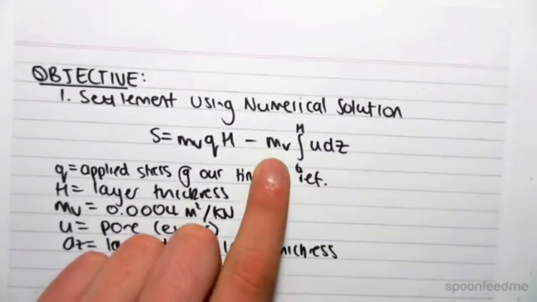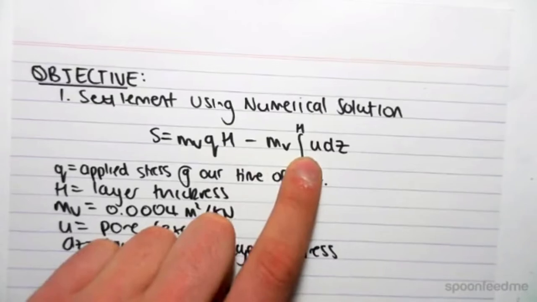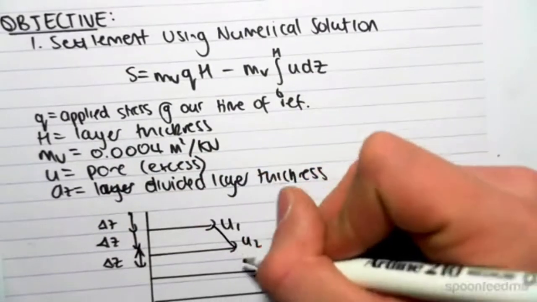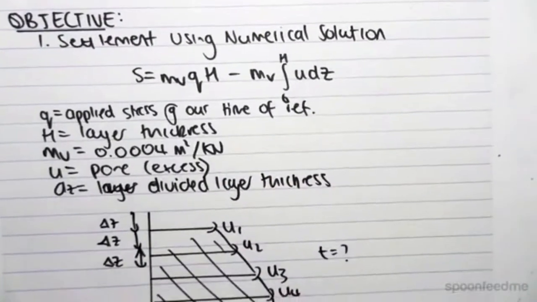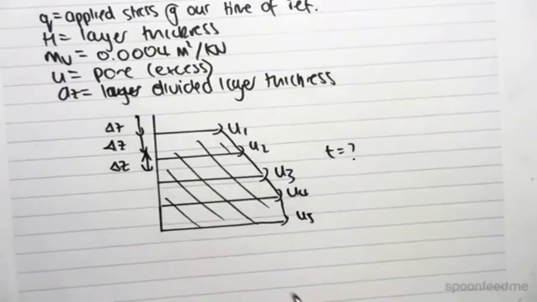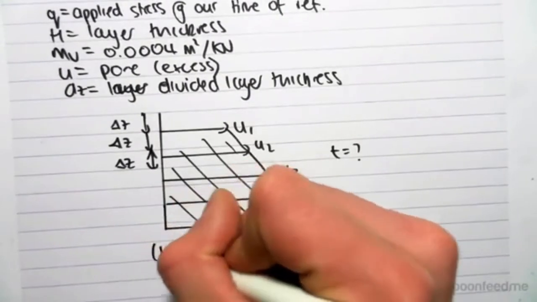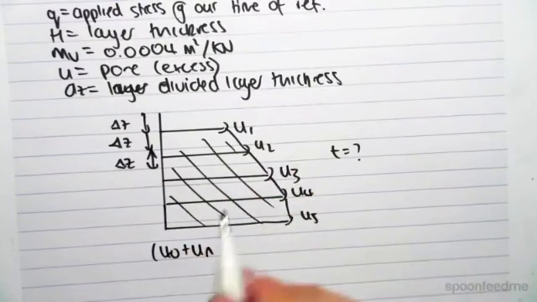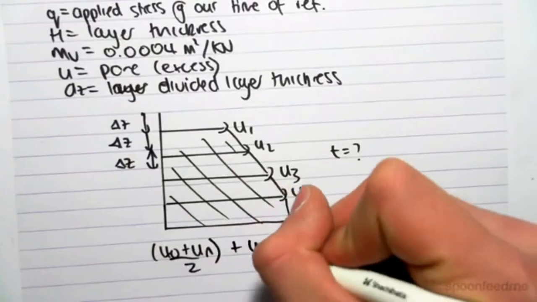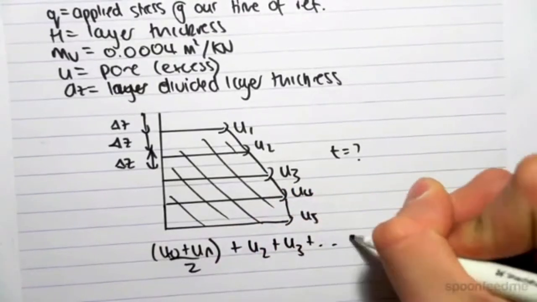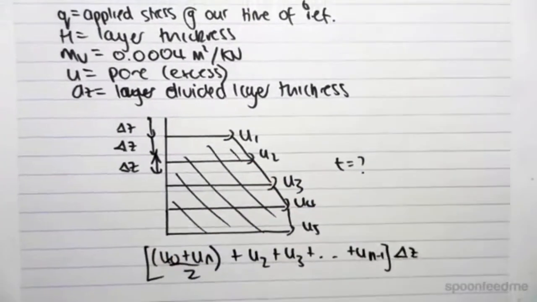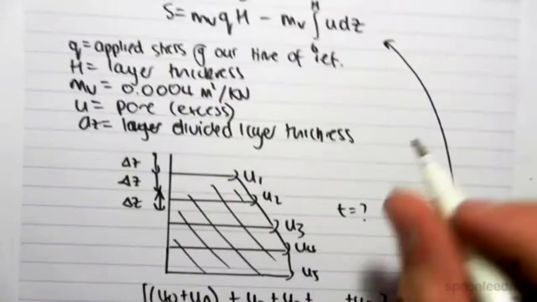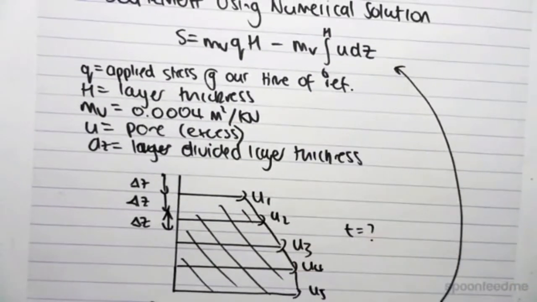What this part of the equation is saying is we're just integrating u with respect to z, so we're finding this area, and that gives us that part. We're not actually going to be integrating. To find this area, we're just going to use the trapezoidal rule, which states that u0 plus un, the initial pore water pressure plus the final pore water pressure, divided by 2, plus the remainder up to u_n minus 1, all times the change in z. So that is now that integral, and we've still got the m_v out the front.